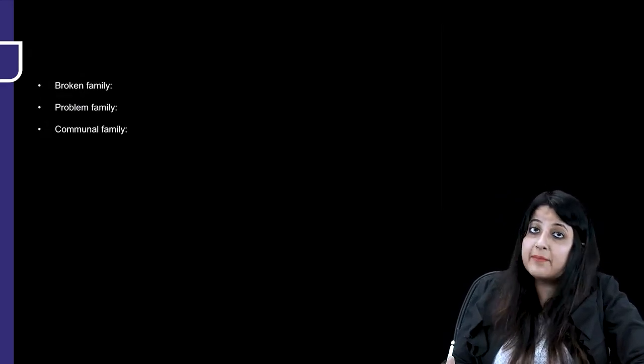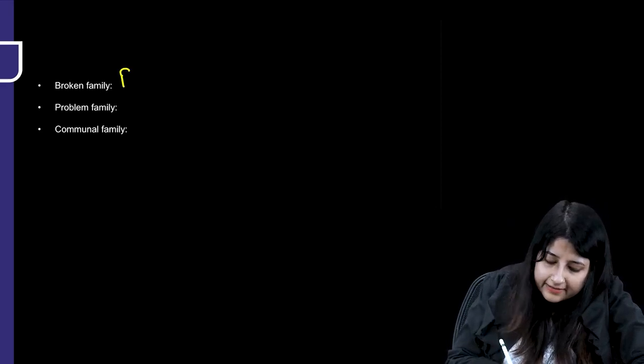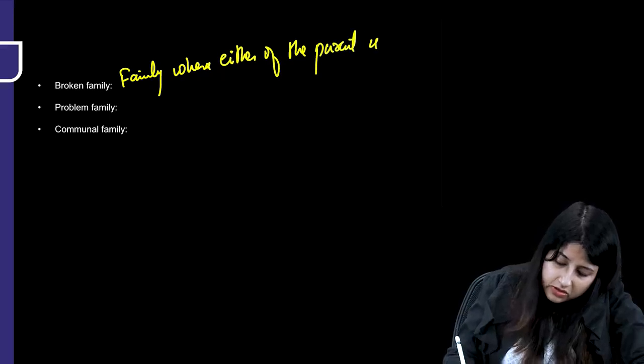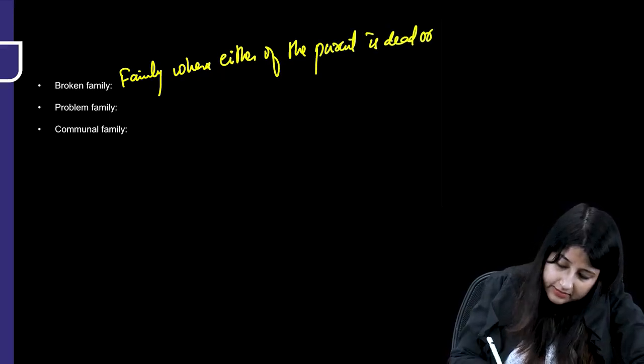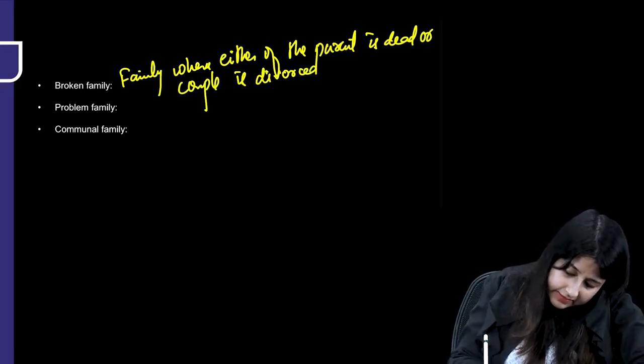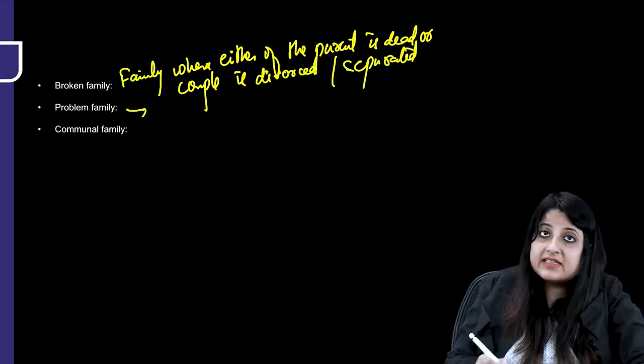What is a broken family? Very, very important. So, a broken family is a family where either of the parents is dead, or the couple is divorced or separated.